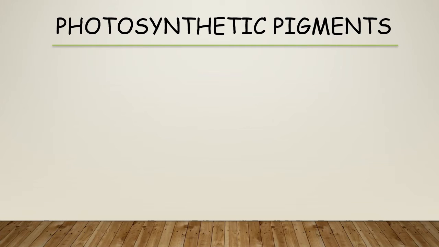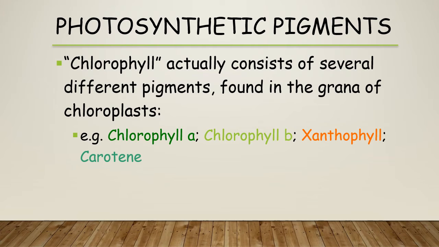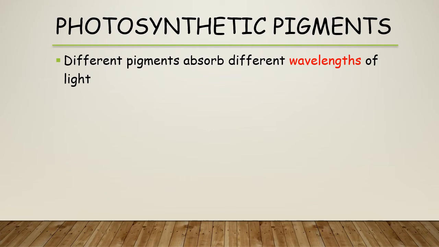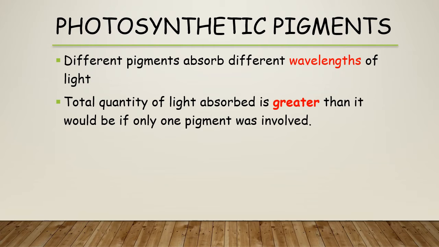If I was to say photosynthetic pigment to you, you will probably talk about chlorophyll, because that's what we've talked about previously. But as with many things at Higher level, that's a slight half-truth, because chlorophyll, as we've described it before, actually consists of several different pigments: chlorophyll A, chlorophyll B, xanthophyll and carotene, and all of them have the function of trapping light. The different pigments absorb different wavelengths of light, so the total quantity of light absorbed is greater than it would be if we only had that one pigment, chlorophyll.